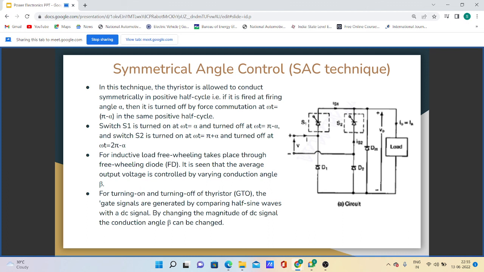From the waveform of the input current Is, it is seen that the fundamental component Is1 is in phase with input voltage and therefore displacement factor is unity. Therefore the power factor is improved. In these control techniques, the input voltage leads and the power factor is leading.